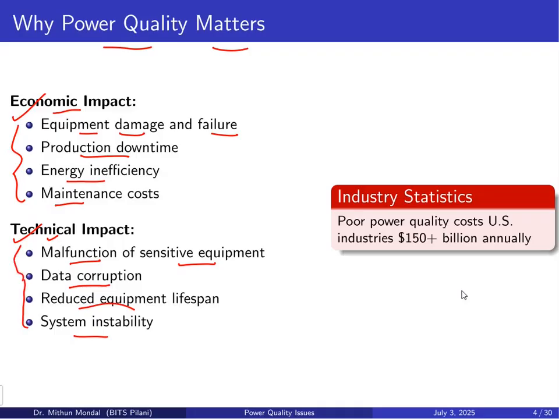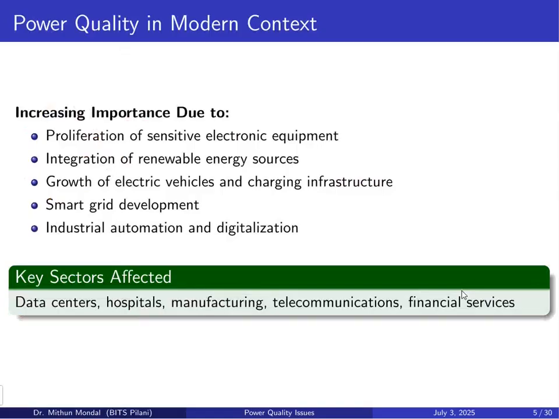So with this technical impact and the economic impact, if we talk about the industry statistics, the poor quality of the power causes US industries an impact of about $150+ billion annually. So we can see from this economic impact how important it is to estimate the quality of the power and to improve the power by removing those issues.